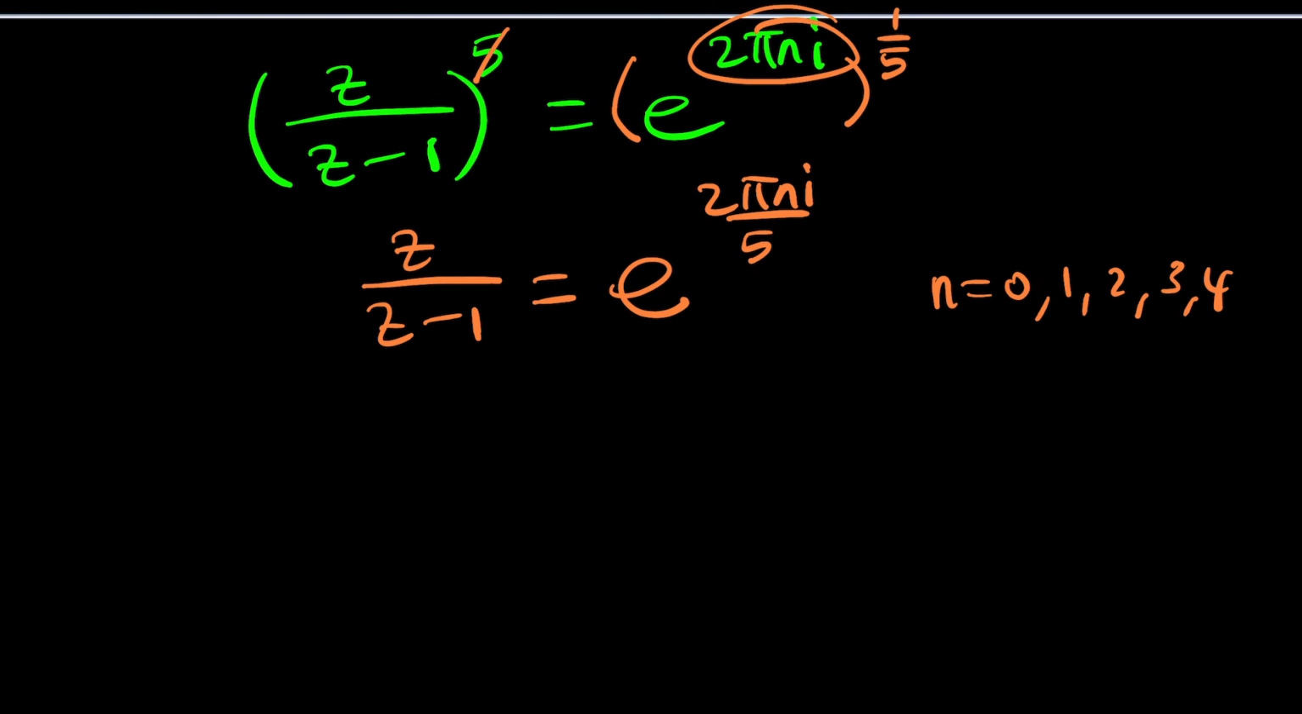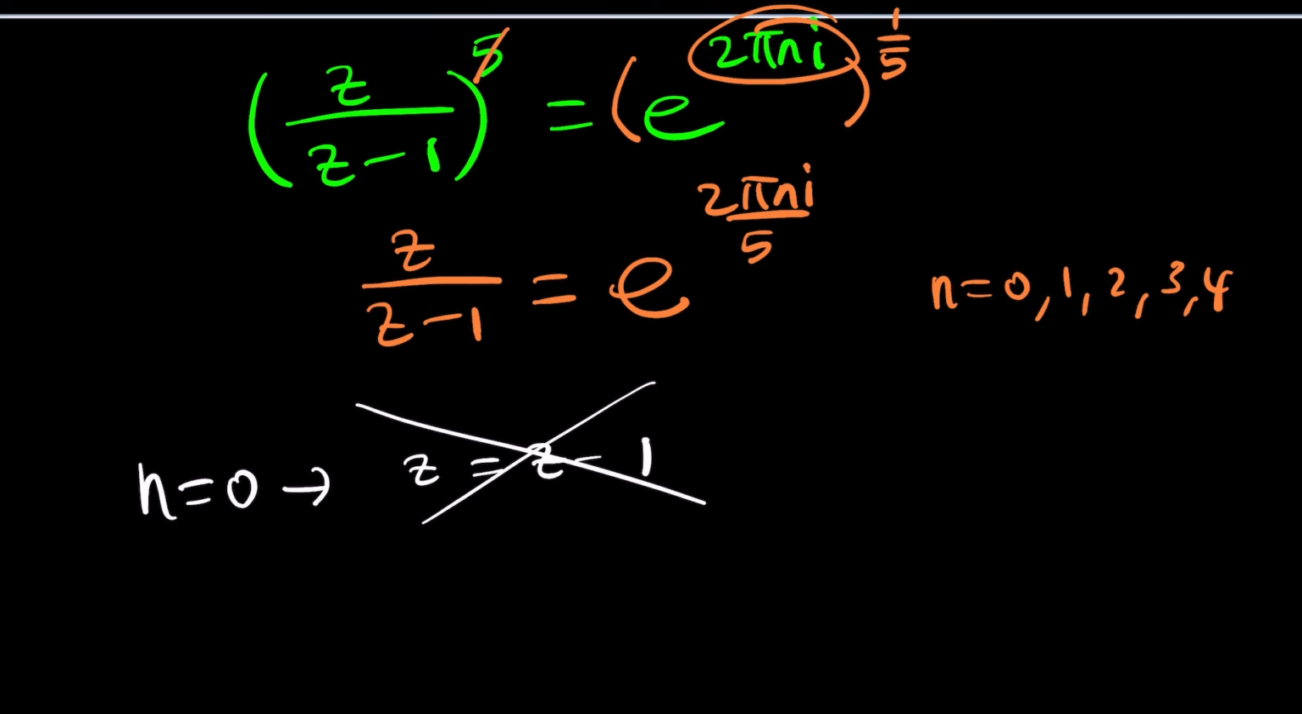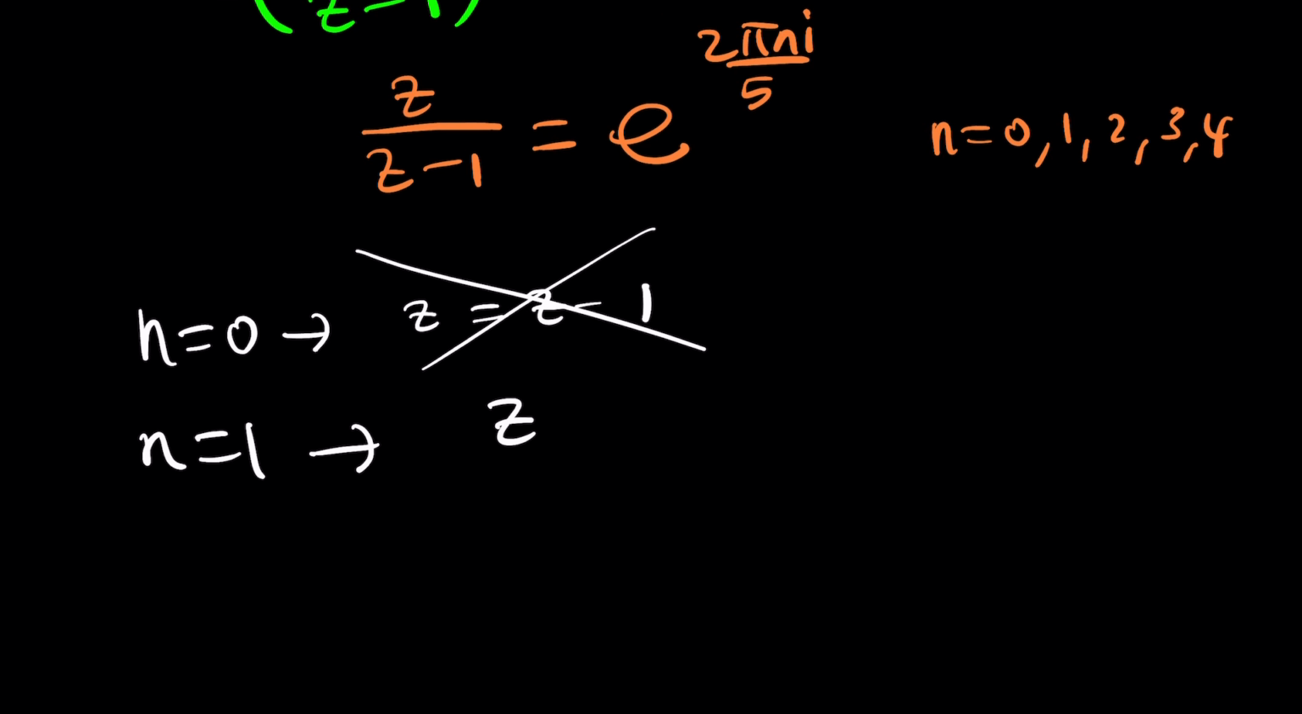Okay? Great. So, what are we going to do with this? Here's what we need to do. We need to replace n with possible values. Of course, n equals 0 is going to give you z equals z minus 1. Uh-oh, that case is out. That's the real case, but it doesn't exist because there are no real solutions. What happens if n is equal to 1? Let's just take a look at some cases, shall we? Because the rest you can figure out.